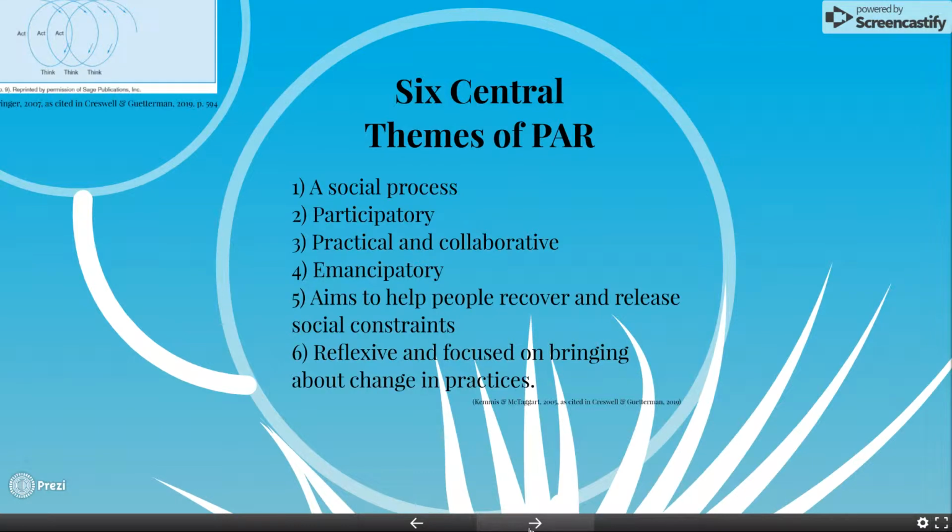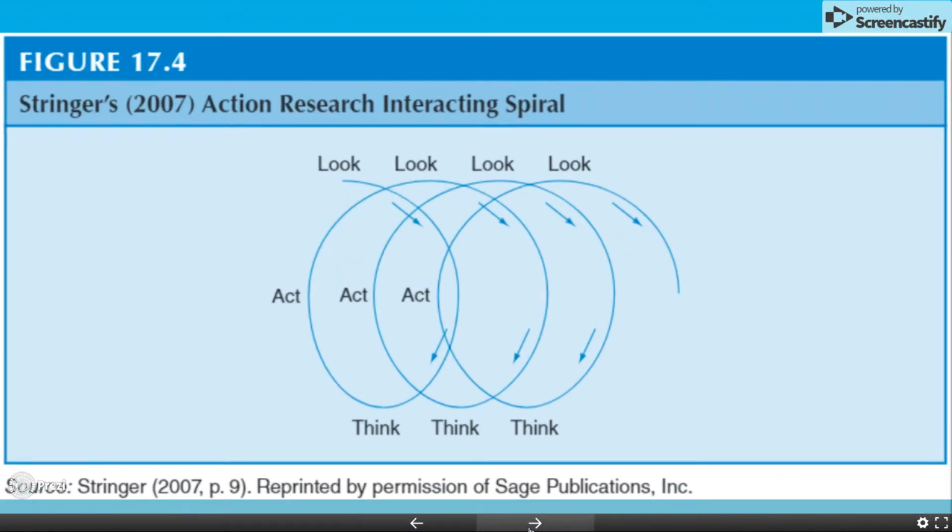There are six central themes to participatory action research. It is a social process. It's participatory, and really it aims to help people recover and release those social constraints on them. It's a focus on bringing about change greater than the school.